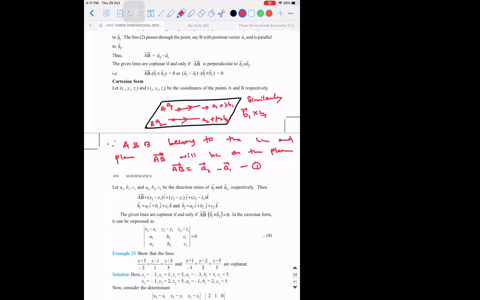B1 vector cross B2 vector is perpendicular to both what? B1 vector and B2 vector, and also perpendicular to the plane.